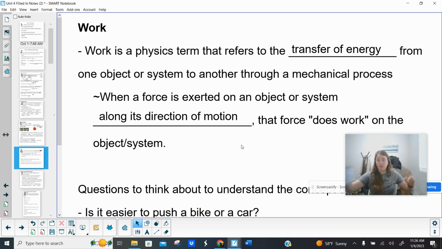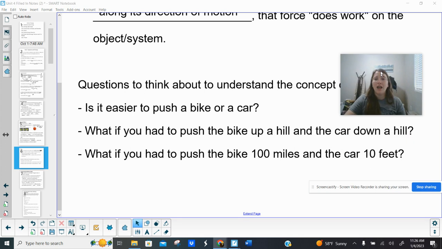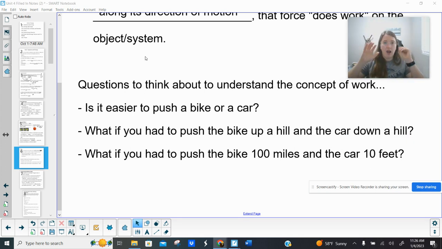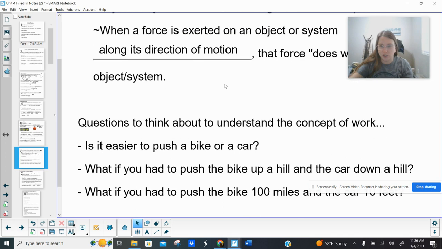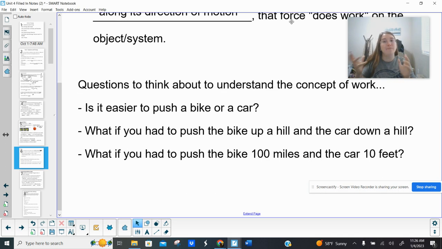So again, if I were to say the system is the cup and the earth, and I go whoop, I am doing work on that system. I am adding energy to it. So as we continue to talk about work, the important thing is that it's along this direction of motion. That matters. So if I move something this way, it's going to matter a little bit what that distance is.